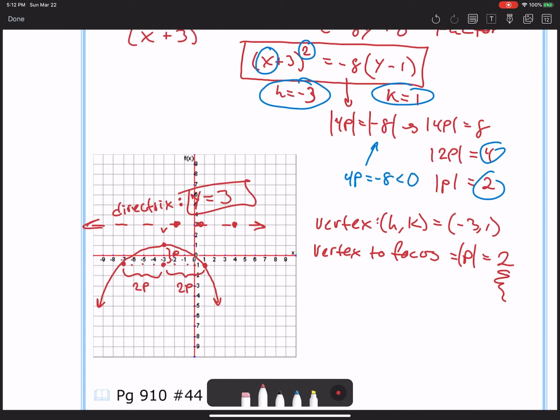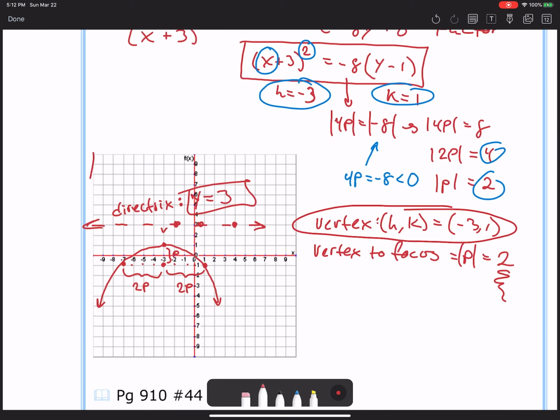If you wanted the coordinates of your vertex from your really nice graph, the coordinates of your vertex were easy. That was the h comma k. But if you want the coordinates of your focus, pretty easy to count down 2 units. If you want the coordinates of the endpoints of your latus rectum, you can count your way out.